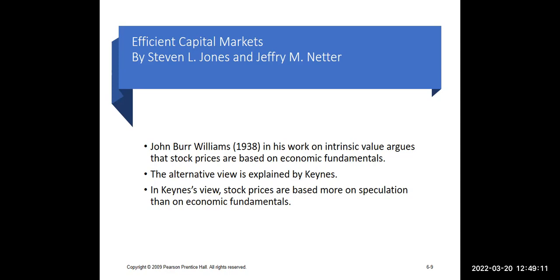The classicals assumed that economic agents are rational, whereas Keynes assumed that they are not. If everyone was rational and doing what was in their best interests, there would not have been any crisis or any problem in the markets, because everyone would have been taking the right decision. And if everyone takes the right decision, the market does not go astray or into losses. So in the Keynesian view, stock prices are based more on speculation.